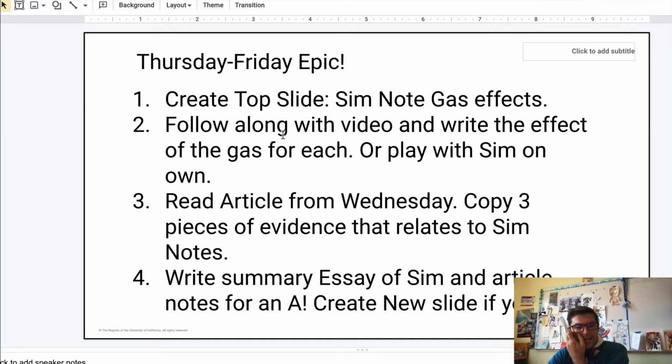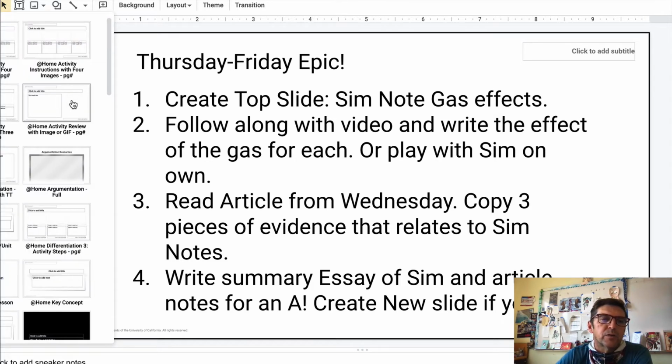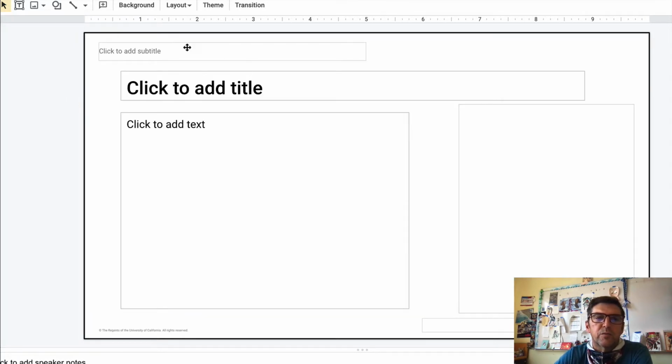Thursday, Friday, epic. We'll go over this again in a minute. This is in groups. First, we're going to create a top slide. Sim Note Gas Effects. So the top slide is going to be called Sim Note Gas Effects. Let's do that now. So all you do, go to your top, click this, click add a slide. There's all kinds of different ones. You can pick any of them. You can delete things if you want. So say you pick one with a box you don't need, click it, delete it.